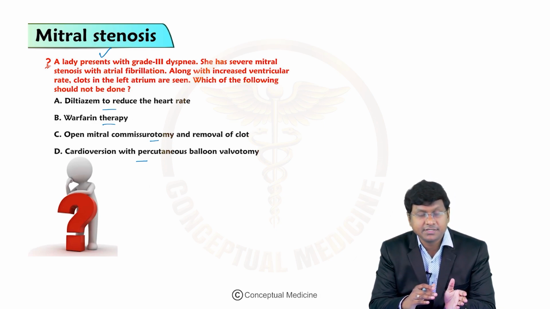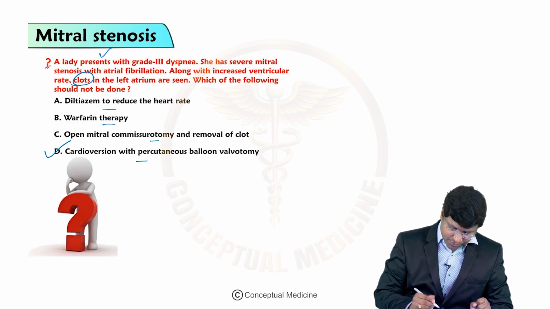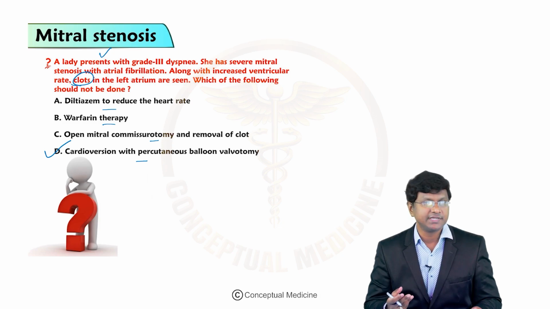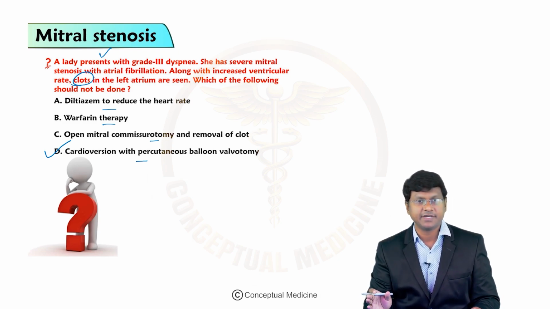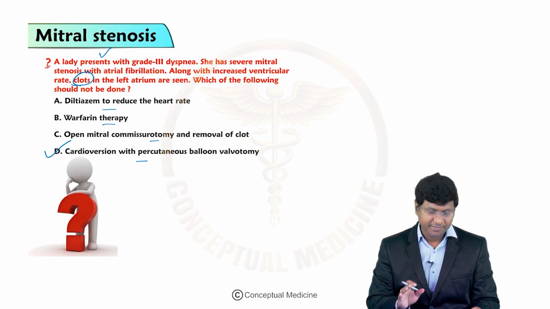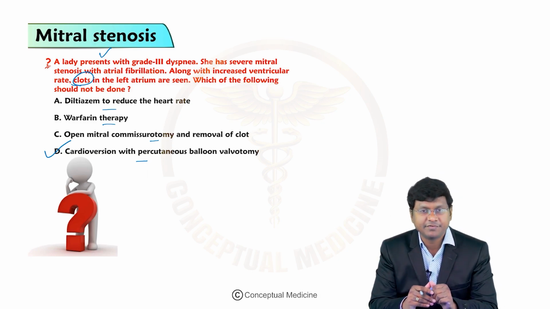So just now we were discussing that there are certain contraindications for your PBMV, and one of the very important contraindications is the presence of clots. So if there is left atrial thrombus, cardioversion with PBMV should not be done, because this clot can get dislodged and the individual can have emboli, and that emboli will enter the systemic circulation and any part of the body can get affected by that particular emboli. So that is the reason why cardioversion with PBMV should not be done in individuals who have an LA clot. So these are some of the very important multiple choice questions on the topic of mitral stenosis.